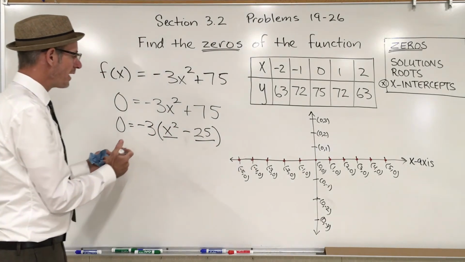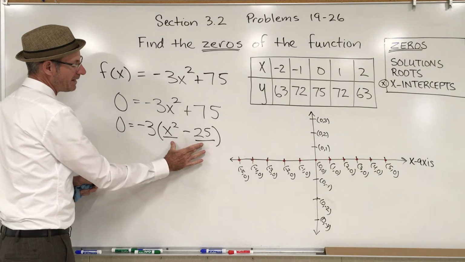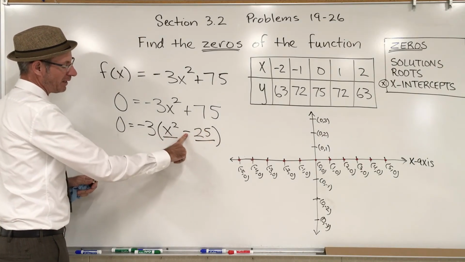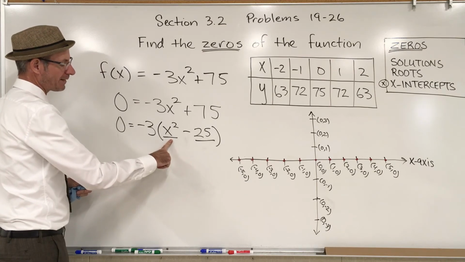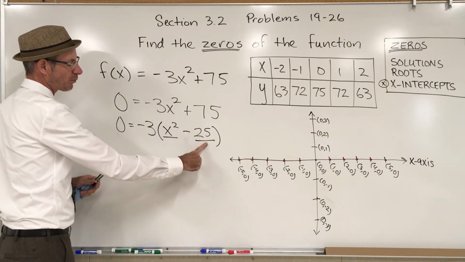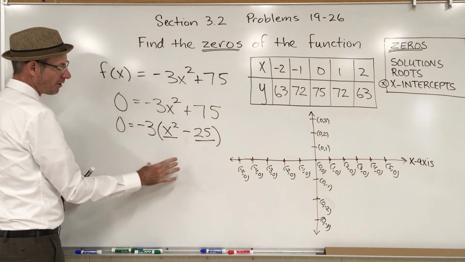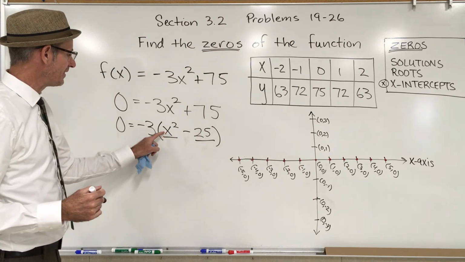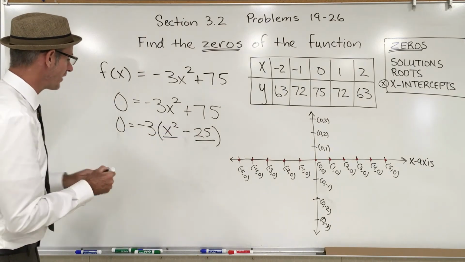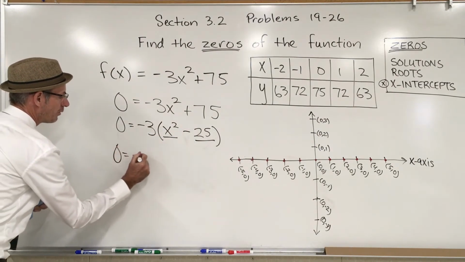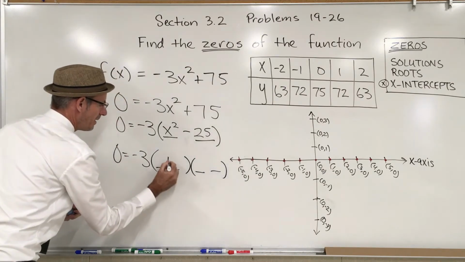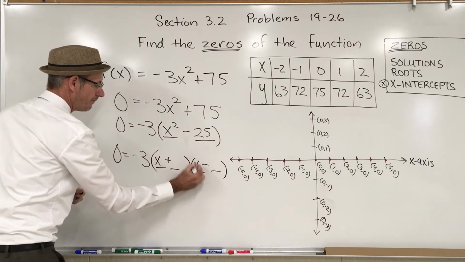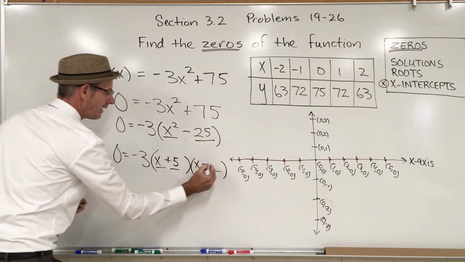Now that I've taken out the greatest common factor, my remaining polynomial is a binomial, and there's a subtraction sign in between. X squared is a perfect square because it's x times x. 25 is a perfect square because it's 5 times 5. So I know that my binomials are going to make a sum and difference pattern because this is the difference of two squares. So I'm going to have 0 equals negative 3, and it's going to be a sum and difference pattern. X times x is x squared. 5 times 5 is 25.